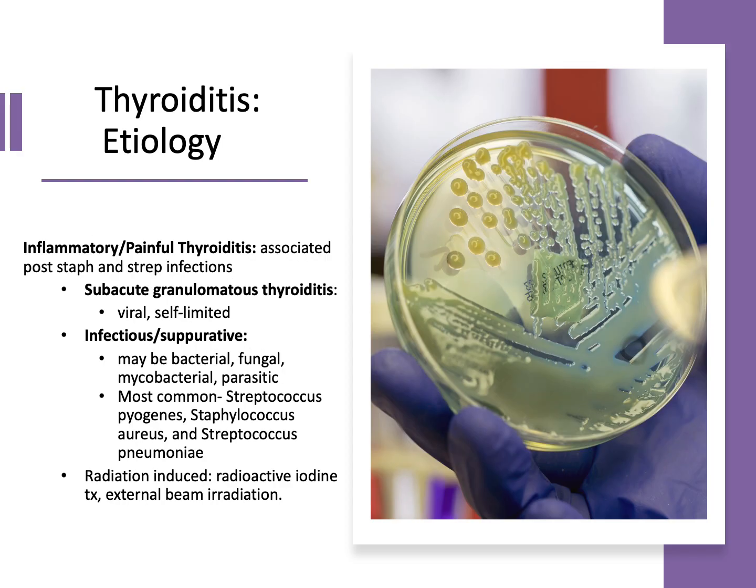So what is the etiology of thyroiditis? Well, I'm going to break these down again by the inflammatory kind and then the autoimmune kind. So we'll start with our inflammatory. So these are our painful thyroiditis, and this is associated with generally post-viral or post-staph and strep infections. Okay, so our subacute granulomatous thyroiditis, this is viral, and this is going to be relatively self-limited.